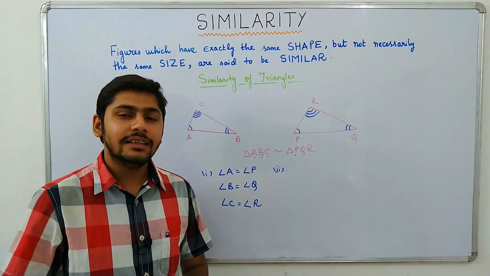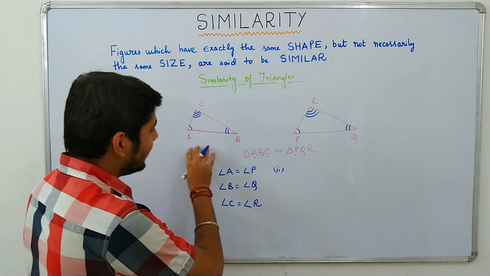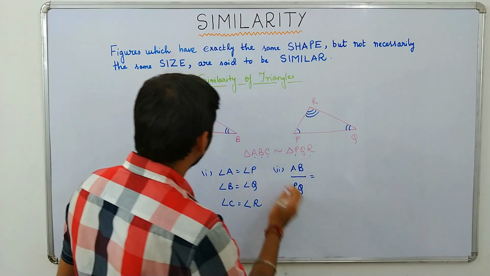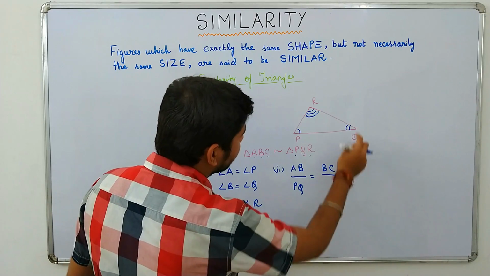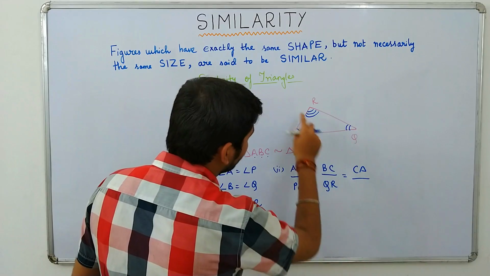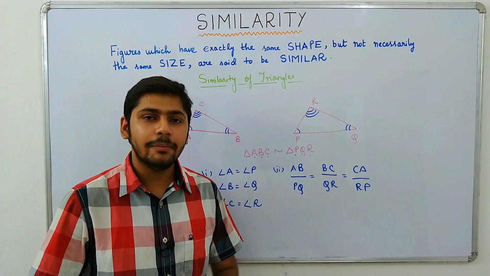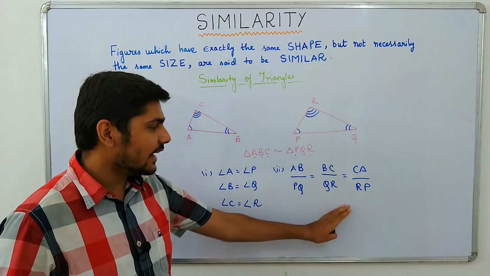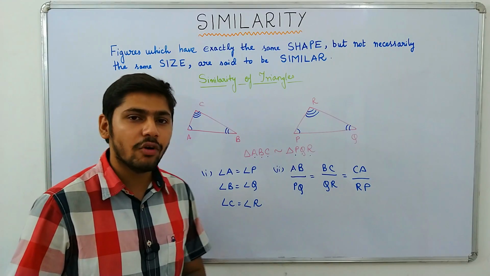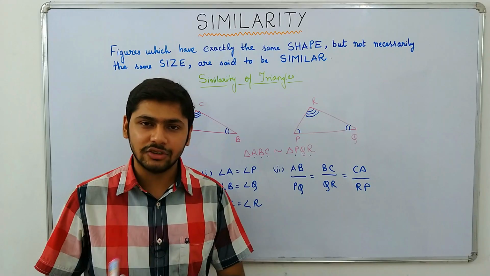Secondly, we can deduce that the corresponding sides will be in the same ratio. Okay, what does that mean? That means that AB divided by PQ will be equal to BC divided by QR will be equal to CA divided by RP. So the ratio of the corresponding sides will be the same, or we can also say the corresponding sides will be in proportion. And one more thing over here, if both these properties are satisfied for 2 triangles, then we can say that both the triangles are similar to each other. That is what we will learn in the axioms that will follow.